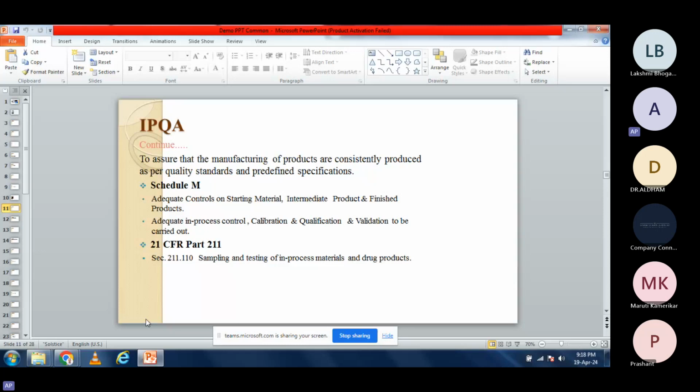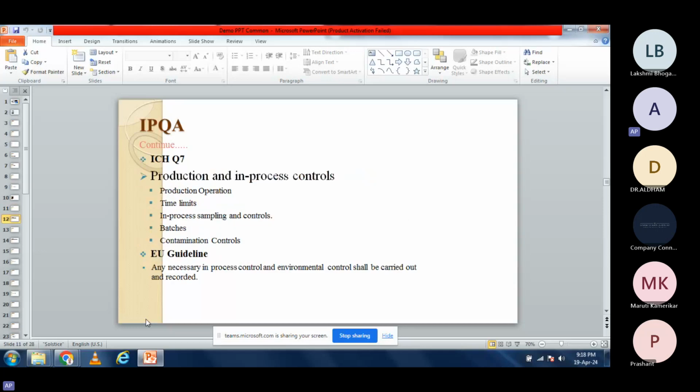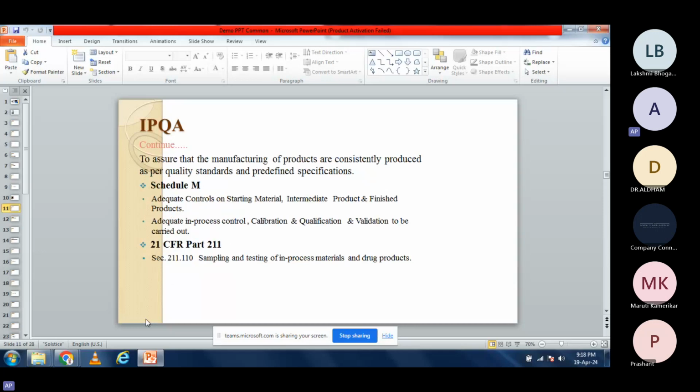Adequate in-process control, calibration, qualification, and validation should be carried out. And when we talk about 21 CFR, sampling and testing of in-process material and drug product, these regulations mandate that the manufacturer of medicines should build in controls related to in-process quality assurance during the manufacturing of the product. So the output will be a quality product.